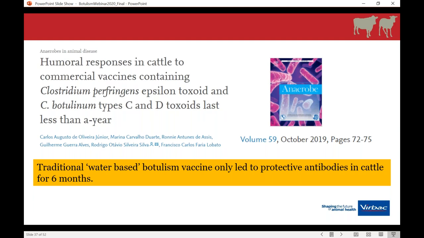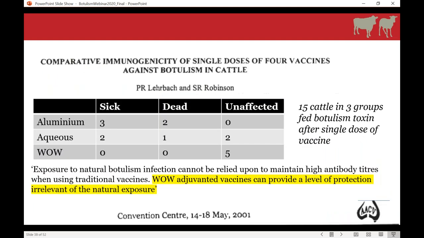Now, the gold standard way to check how vaccines are working is called a challenge study, which has been done in Australia. The problem is that this is not considered particularly good for animal welfare because some of the cattle that are given botulism toxin will not survive. But this study has been done in Australia, at least in a small group of cattle.